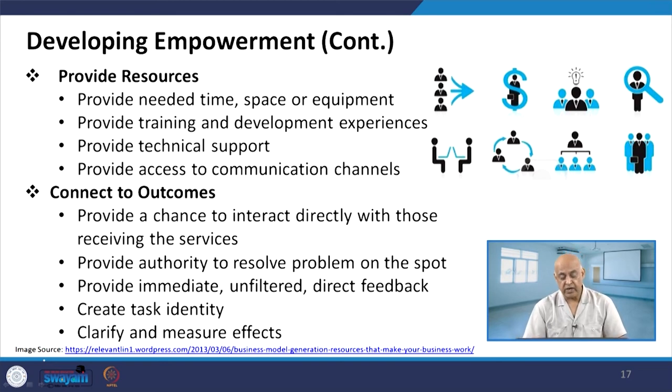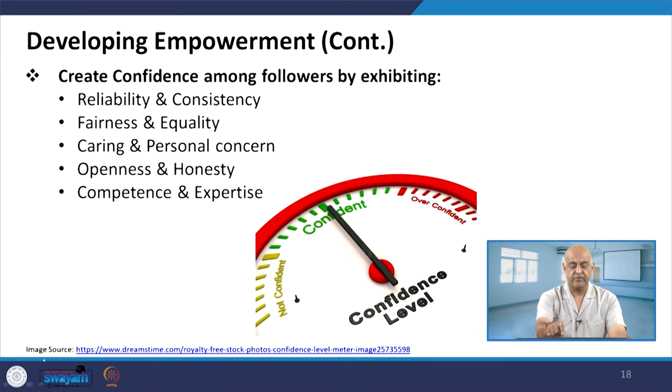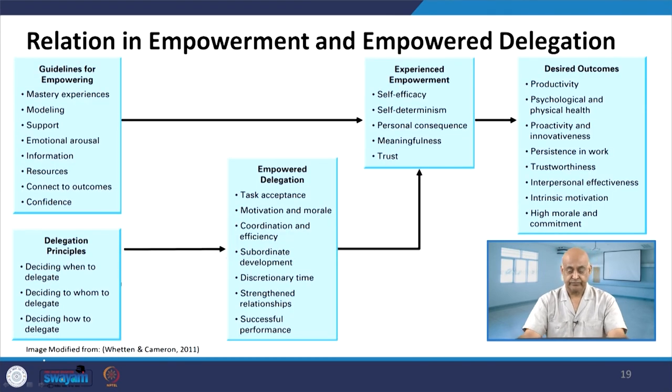Provide authority to resolve problems on the spot, provide immediate unfiltered direct feedback, create task identity, and clarify and measure effects so that the outcomes will be as per expectations. Here we create confidence among followers by exhibiting reliability and consistency, fairness and equality, caring and personal concern, openness and honesty, and competence and expertise.